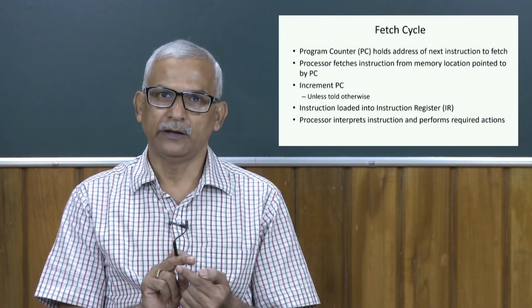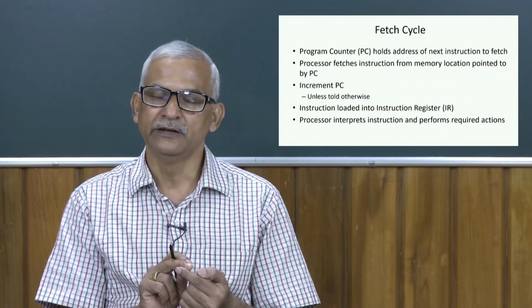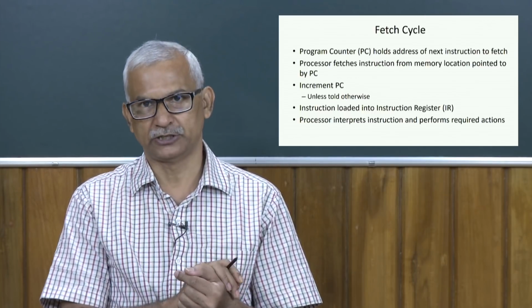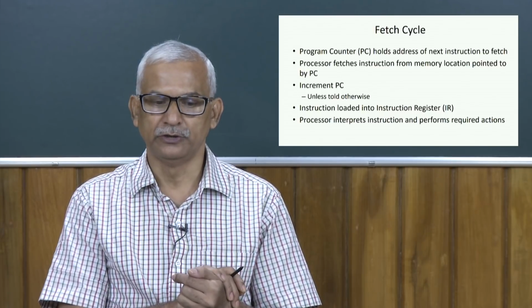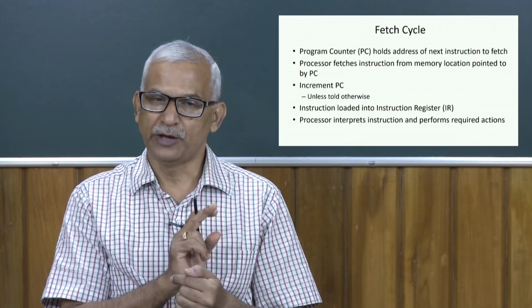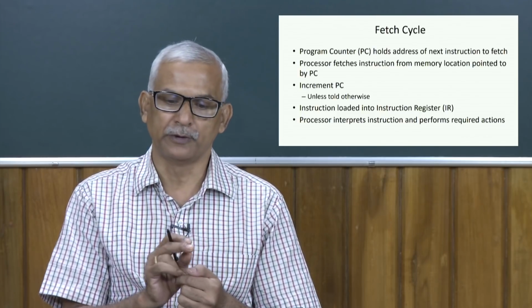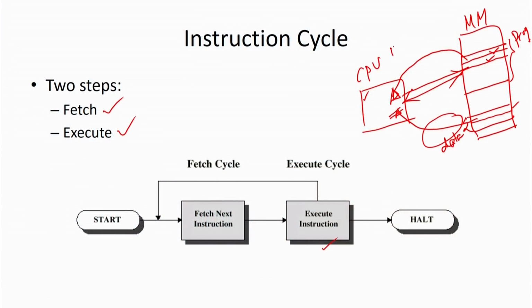Now, when we are going to fetch an instruction, at least we have to know the memory location where the instruction is. Where am I going to get this information? I have already mentioned that we have a special purpose register called the program counter, PC. The program counter will have the address of this particular memory location.